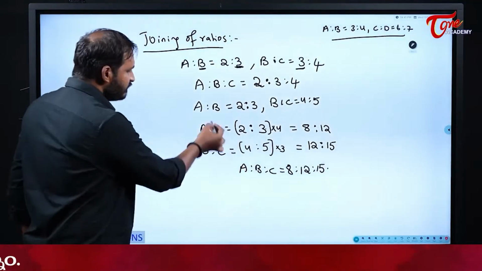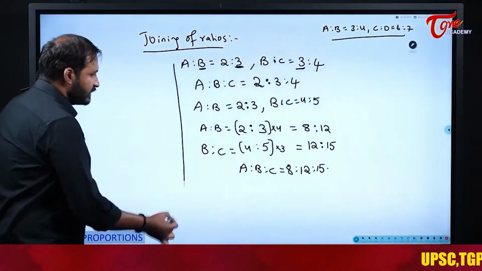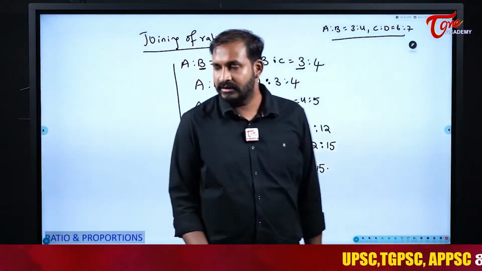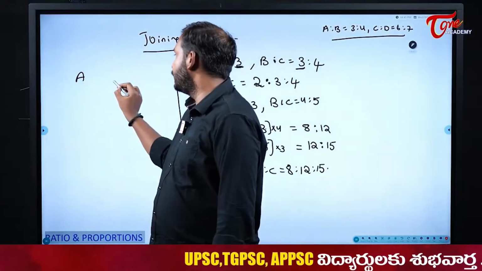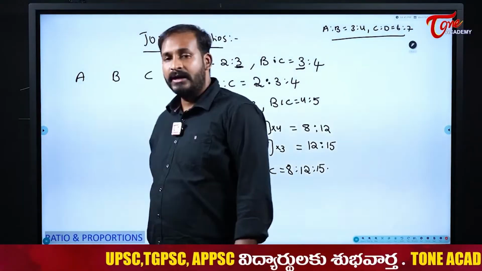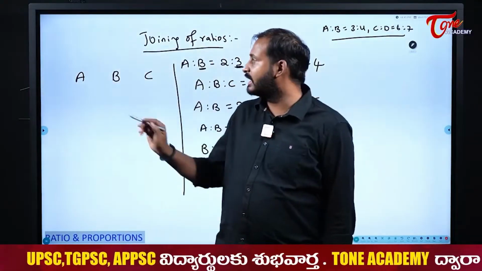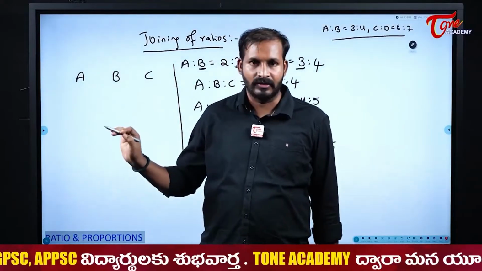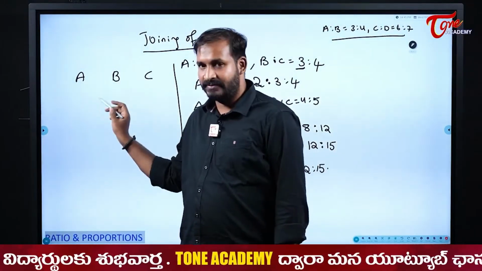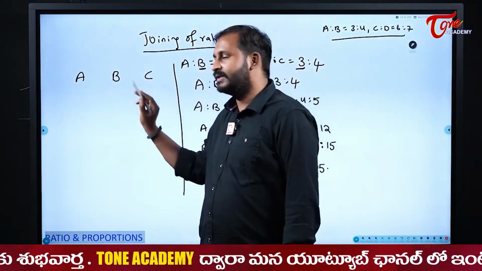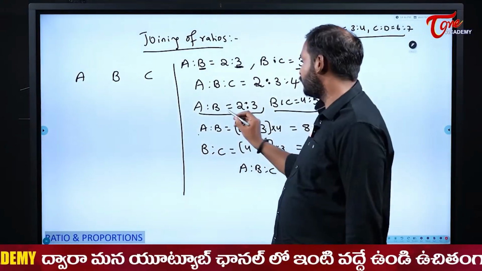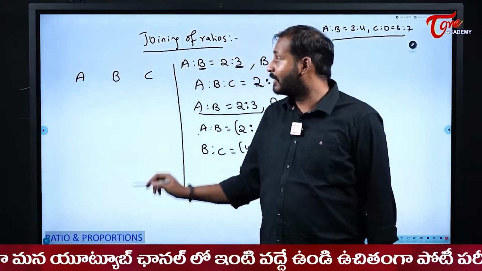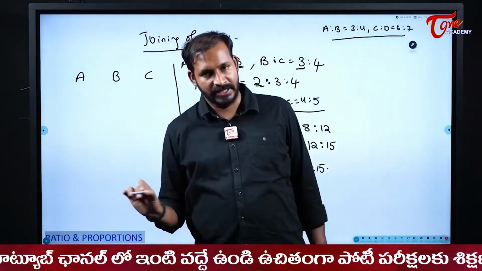And now, if this is the case, there is one more shortcut method for this. Please observe this. There are 3 elements for me, A, B and C. First of all, I want to clear one thing: I have not written them in alphabetical order. I have written them in such a manner that the common element lies between them. A is to B is 2 is to 3 and B is to C is 4 is to 5. What is the common element here? B. Because of that reason, I am writing B in the middle.